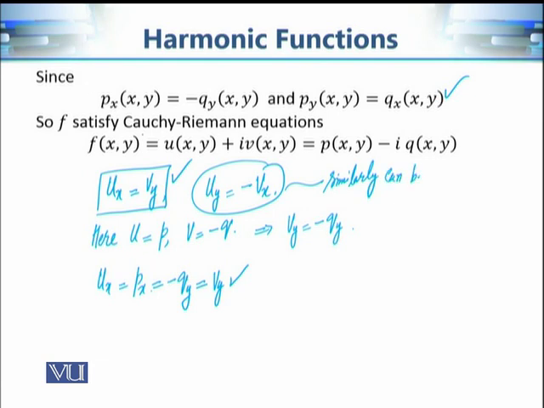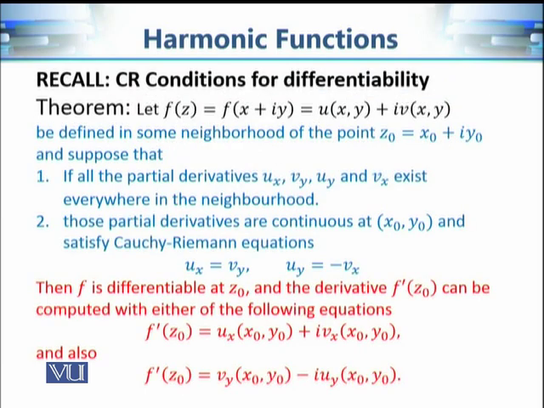Similarly can be checked. Okay, so this function f of xy satisfies these Cauchy-Riemann equations. Now let's recall what is the exact condition that a function is differentiable. The exact conditions are its real and imaginary parts have continuous first order partial derivatives and the Cauchy-Riemann equations are satisfied. If these two conditions are satisfied, then the function is differentiable at that point.